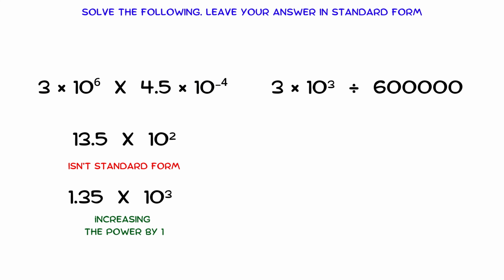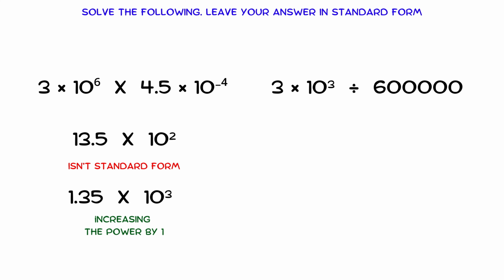To keep the overall number the same, though, we need to make this part 10 times bigger, which we can do by increasing the power by 1 to get a power of 3 rather than a power of 2, so overall, our answer is 1.35 times 10 to the power of positive 3. And remember that this has exactly the same value as 13.5 times 10 to the power of 2, it's just that this one is correct standard form.